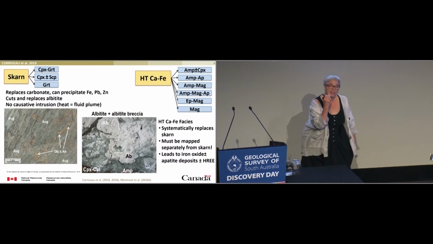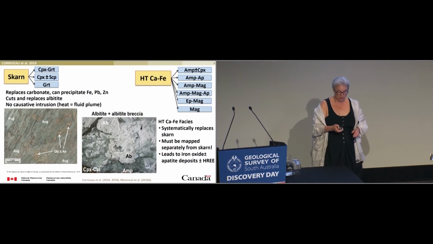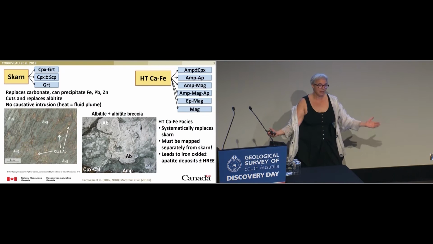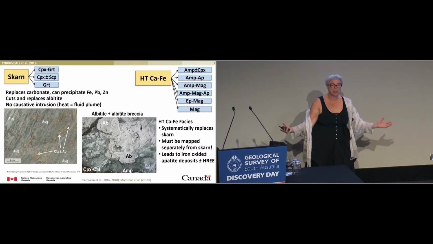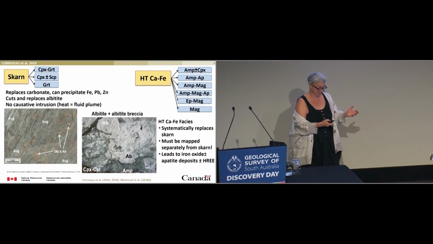Because when the amphibole comes in, it's not just an isochemical retrogression of an earlier skarn. No, you're totally changing the composition of your rock dramatically. And you don't need a causative intrusion to make your skarns, because simply the fluid plume is so hot that it does the job. So if you don't have an intrusion next to it, you don't need it. You just don't need it.